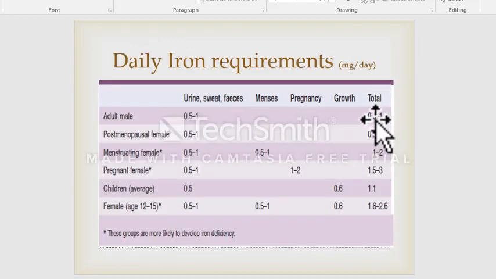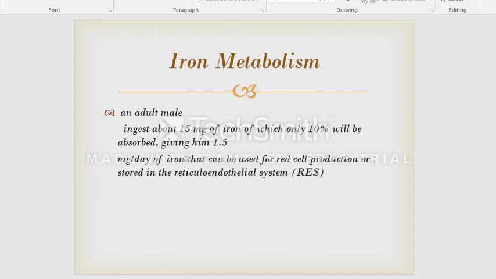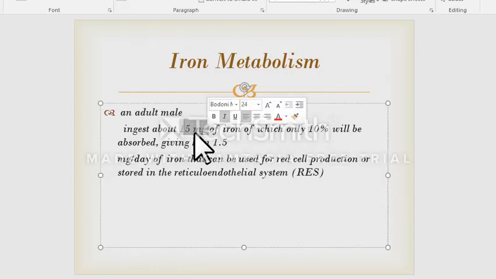which is equal to the daily loss. So iron deficiency anemia will be developed if we do not take iron in our diet properly. So iron deficiency anemia will be developed.